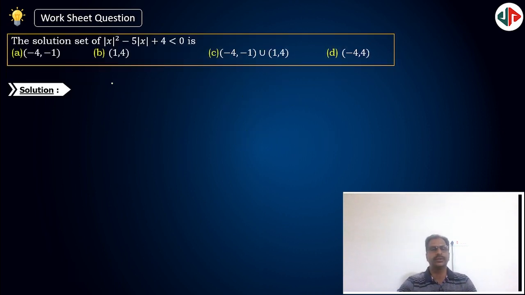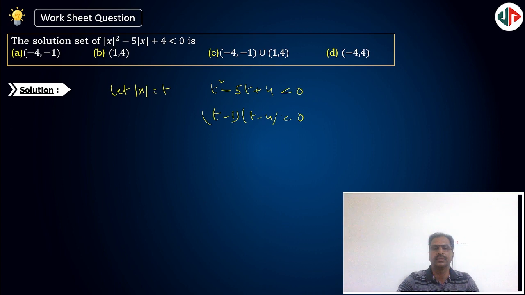Next, the solution set of mod x whole square minus 5 mod x plus 4 less than 0. Let mod x is equal to some t. So t square minus 5t plus 4 is less than 0. Write factors: t minus 1 into t minus 4 less than 0, which means t lies between 1 and 4. T is nothing but mod x.